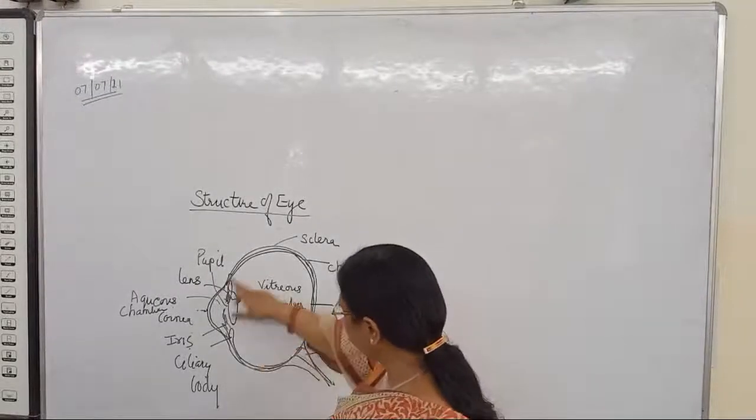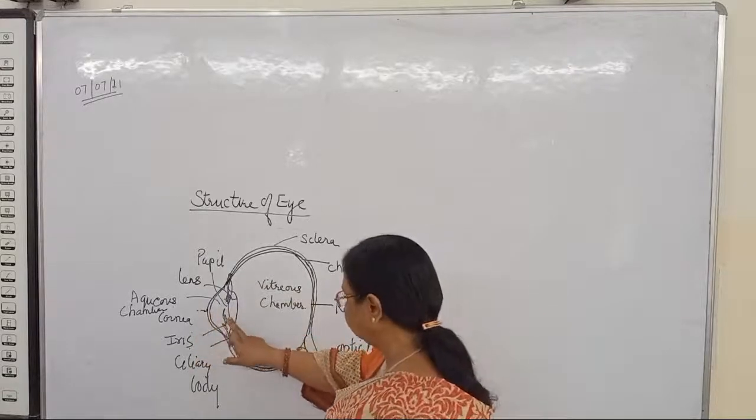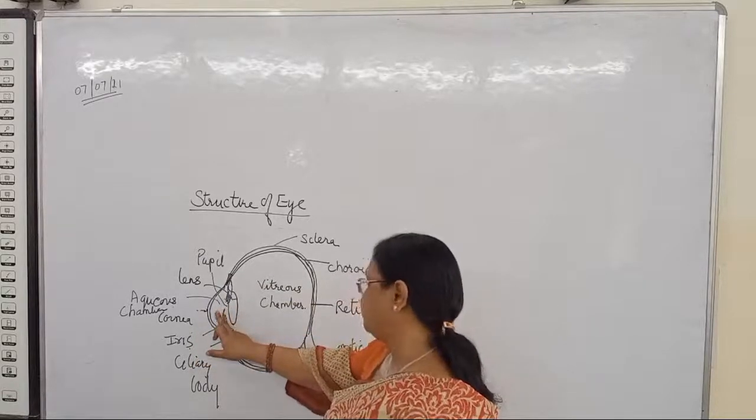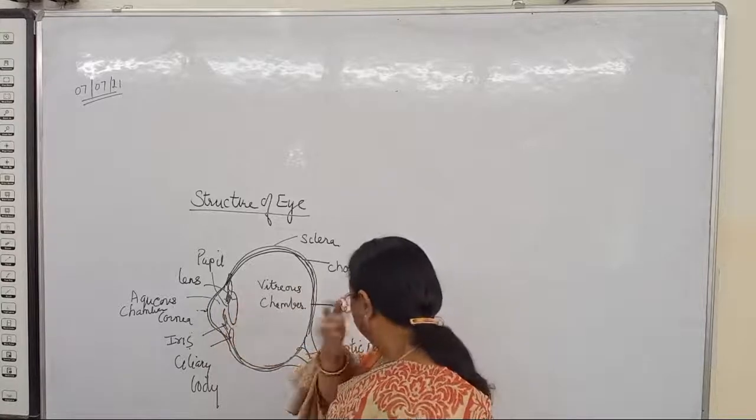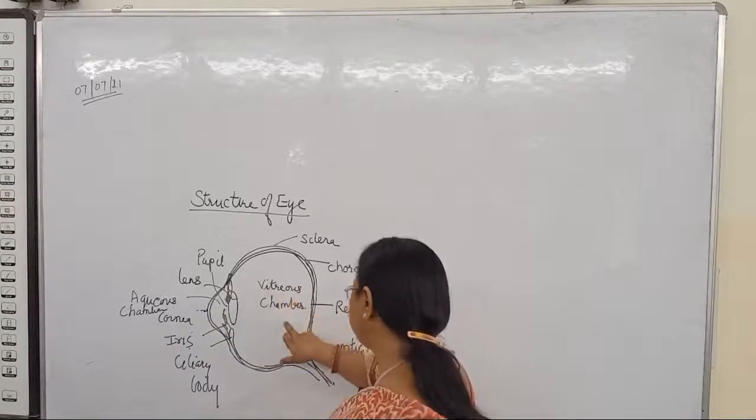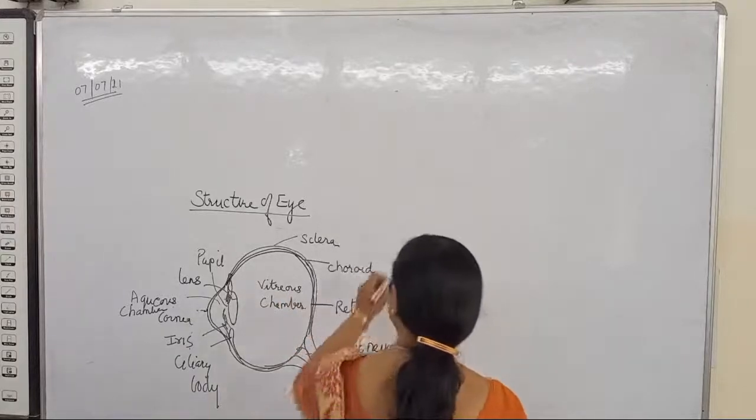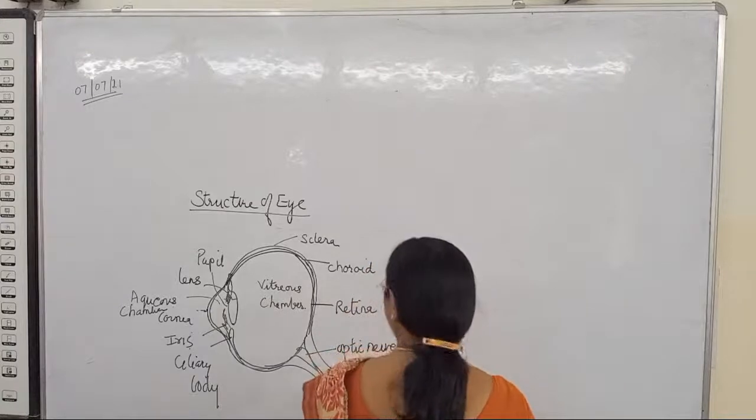So your eye is spherical. In front you have the cornea, and then the lens, aqueous chamber, then vitreous chamber, and three layers. Now these three layers we talk about.